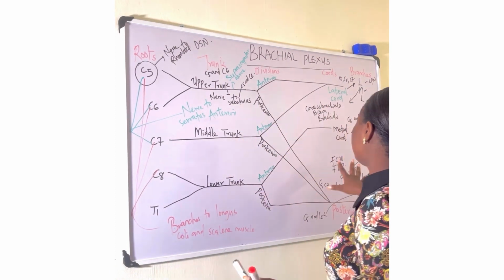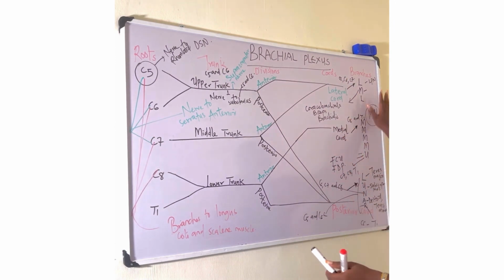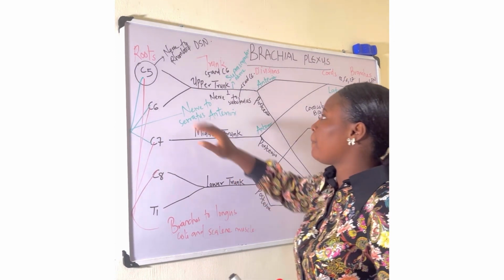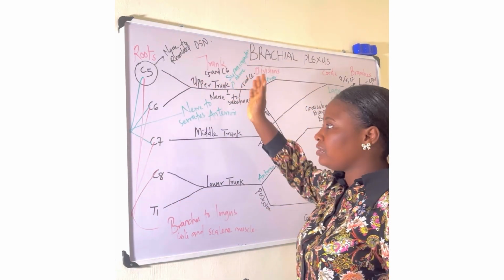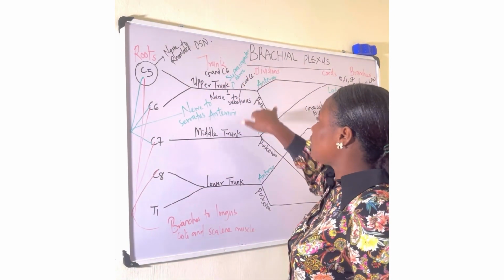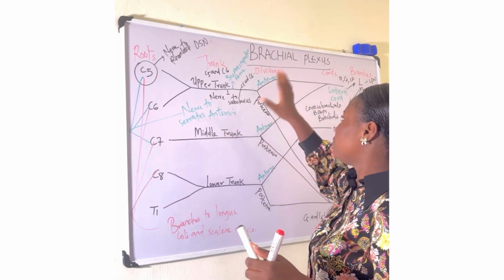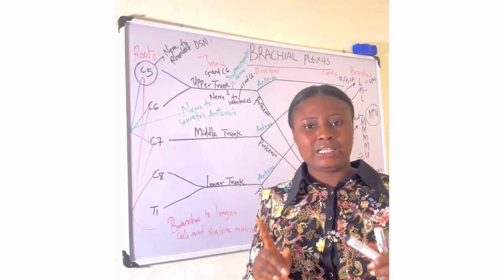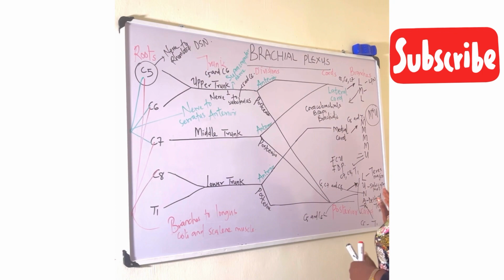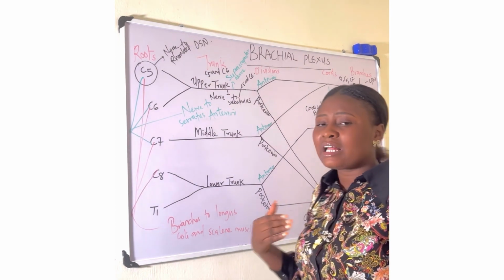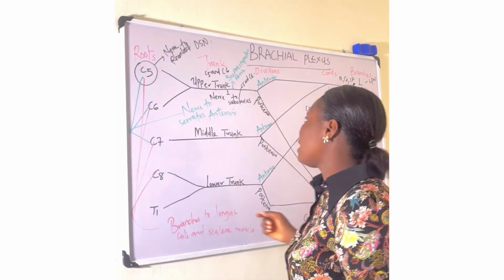So I've told you the branches coming from the cords, and I've given you their root values and what they supply. Branches coming from the roots, I've told you their root values and what they supply. And branches coming from the trunk, I've also told you the root values and what they supply. So the next thing that we're going to be talking about is the clinical correlate of the brachial plexus.